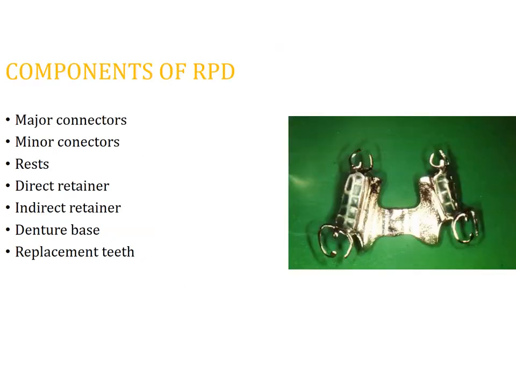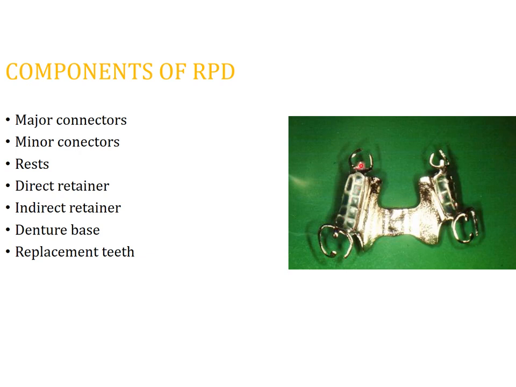Okay, components of RPD, which we'll be taking in future lectures, but still we'll briefly go through them. We have the major connector, which forms the bulk of the RPD. We have the minor connectors, which are any part of the RPD which is not a major connector or a direct retainer or a clasp assembly. So these are the rest of the parts of the RPD, and they are called minor connectors.